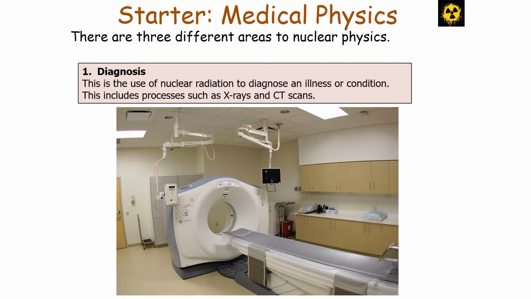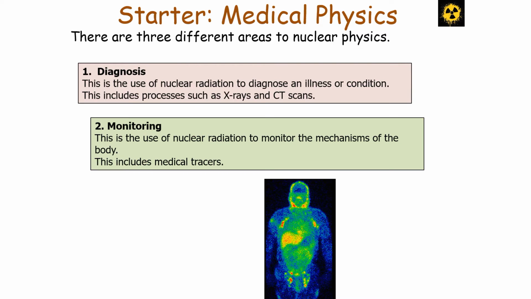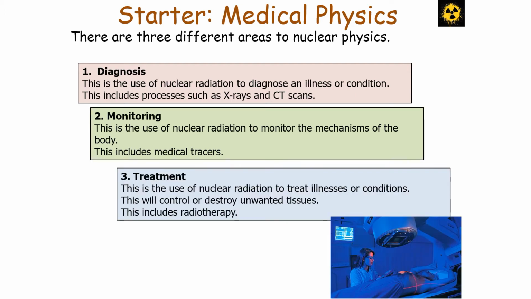So there are three different areas to medical physics. You've got diagnosis, which is the use of nuclear radiation to diagnose an illness or condition. Included in these processes are things like x-rays and CT scans. You've then got monitoring, which is the use of nuclear radiation to monitor the mechanisms of the body. This includes medical tracers. And finally, you've got treatment, which is the use of nuclear radiation to treat illnesses or conditions. This can control or destroy unwanted tissues, and this includes radiotherapy.